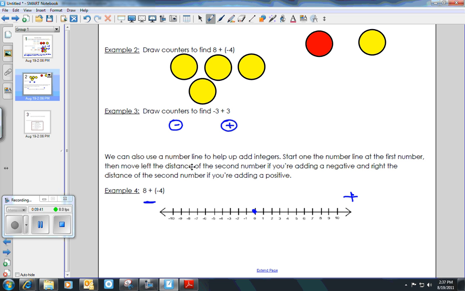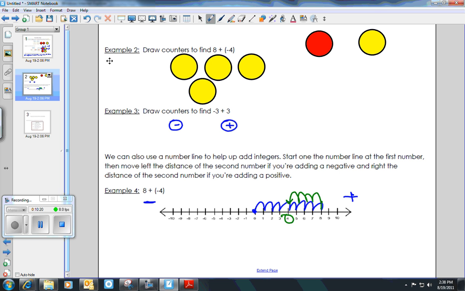So I'm going to start at 0. I'm going to go in the positive direction 8 hops. 1, 2, 3, 4, 5, 6, 7, 8. Then I'm going to add to that, starting at 8, 4 negatives. Now I add 4 negatives by moving 4 times in a negative direction. So I'm at 8 right now, and I'm going to go 1, 2, 3, 4 times in the negative direction. So I end up at a positive 4 for my answer. Same thing as we had when we did the counters up here in example 2.